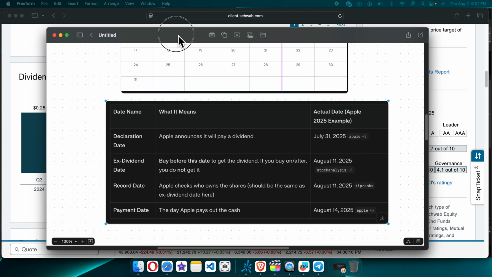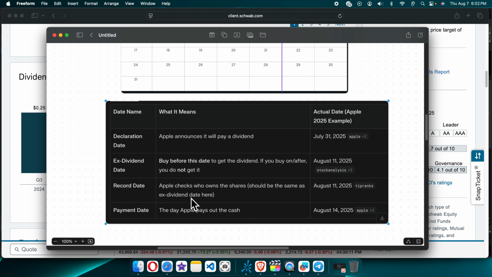Here they mentioned: buy before this date to get the dividend. If you buy on or after, you will not get it. That means you need to buy before that date. If you try to buy on that date or after that date, you will not get the dividend. So that date is the most important thing, right? As I told you, this ex-dividend date is the most important thing. So before August 11, 2025, you need to buy and hold that stock, right?